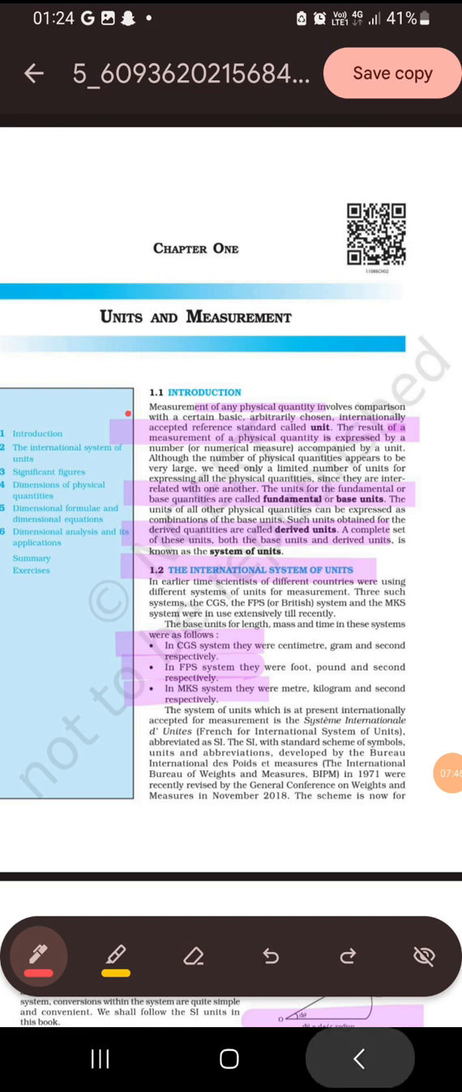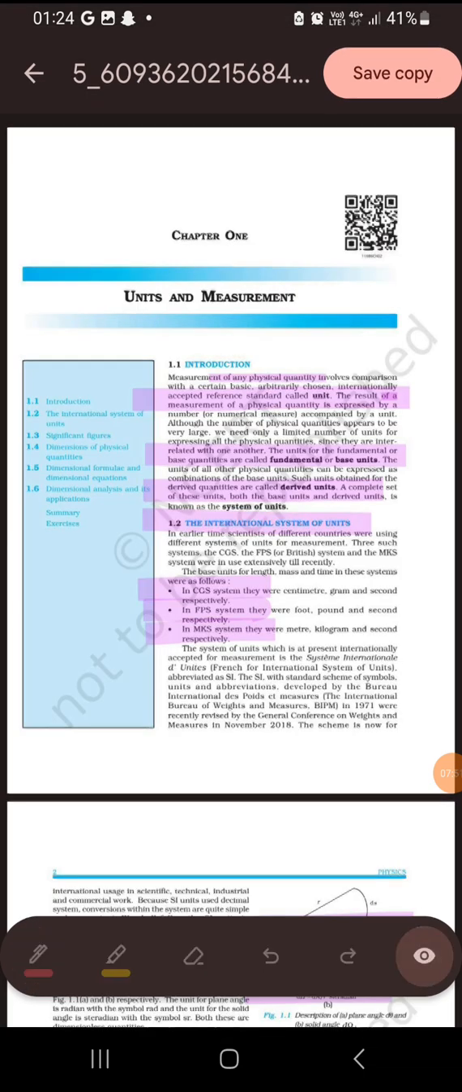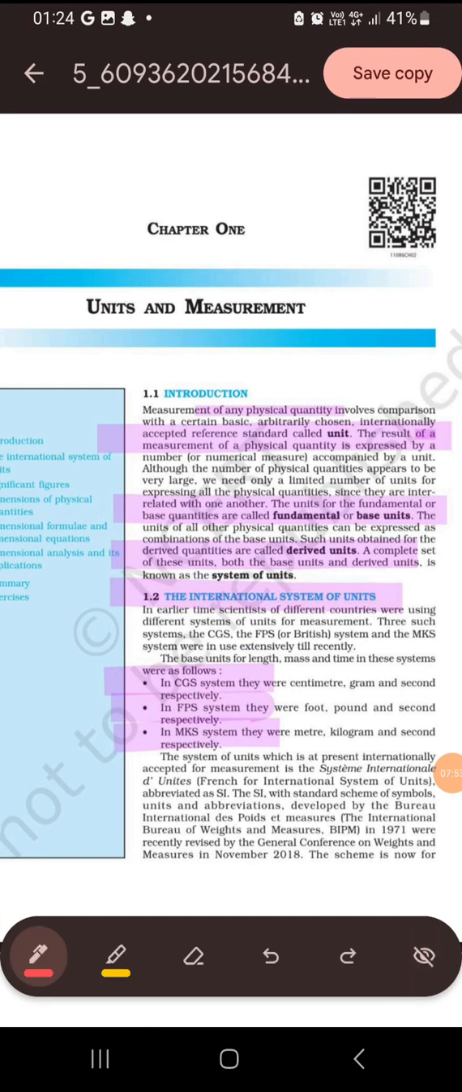First, any physical quantity is represented by a unit. It has some international standard unit. These are the basic units or fundamental units. The units which are derived from the fundamental units are called derived units. There are only seven basic units.